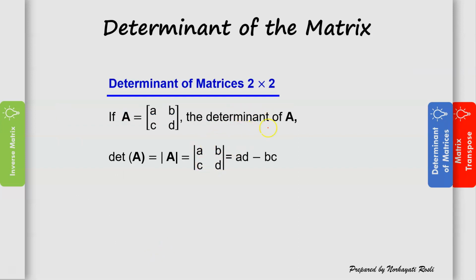Then class, we go to the determinant of a 2 by 2 matrix. This one you already learned before this. If you have A, which is equal to the elements a, b, c, and d, then the determinant of this matrix A, which is denoted by det A or this notation, will be equal to ad minus bc. The element a times d minus the element b times c.